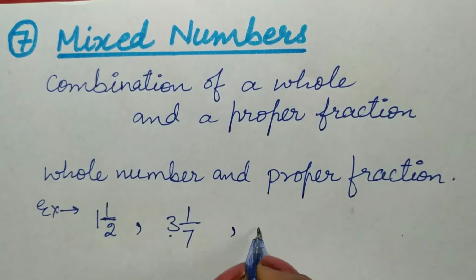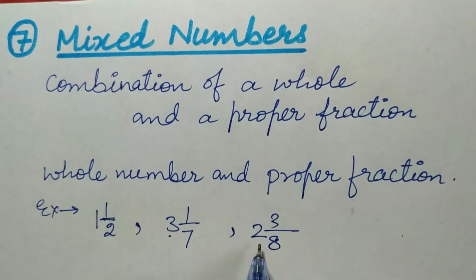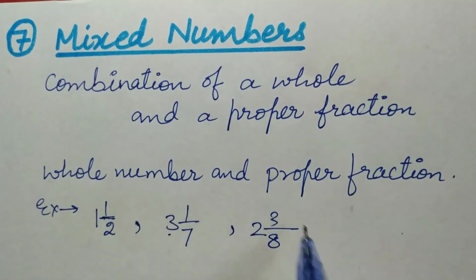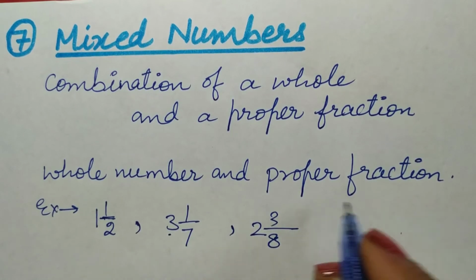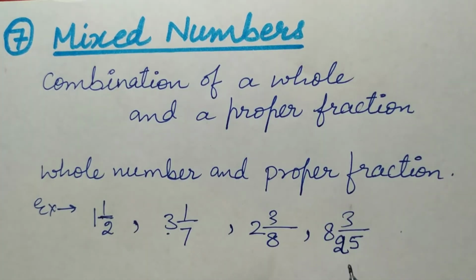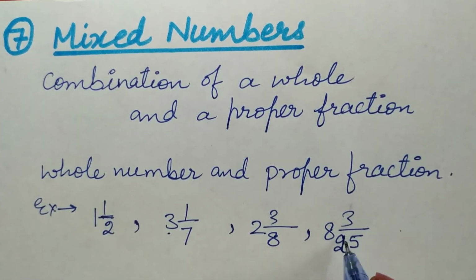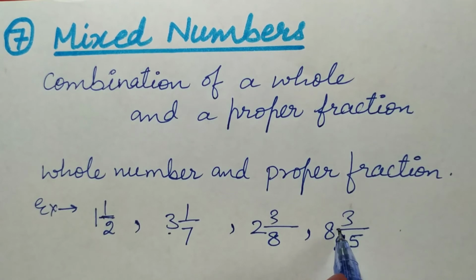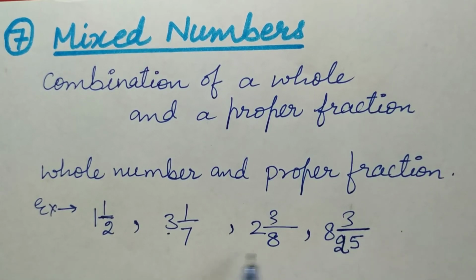Next, 2 and 3 by 8. In this, 2 is a whole number and 3 by 8 is a proper fraction. Next is 8 and 3 by 25. In this, 8 is a whole number and 3 by 25 is a proper fraction. So these are the examples of mixed numbers.